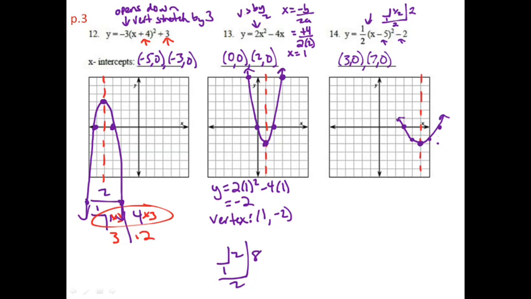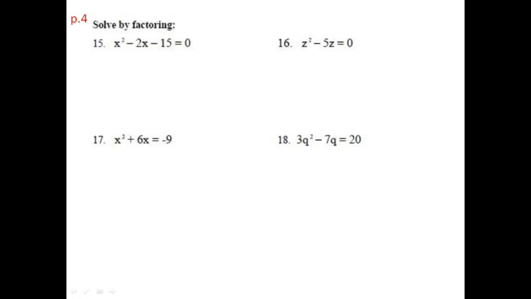So it's very easy to see our solutions, or the x-intercepts, from the graph. But what if we don't have the graph? Well, we can also solve by factoring. So if you think back to your review, factoring, breaking it down, if we have x squared minus 2x minus 15 equals 0.